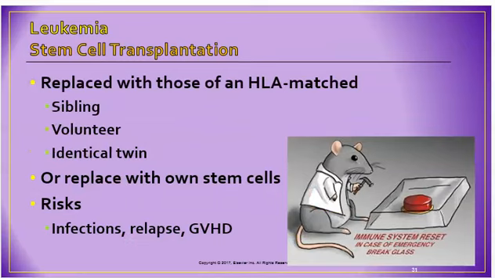Now, how does this happen? The donor has to be HLA matched. It can be a sibling, volunteer, identical twin. Or, before anything happens, we can pull out their stem cells, the good ones, okay? And then we can give them back after all the other ones are killed off. But this is a big risk for infection, relapse, okay?